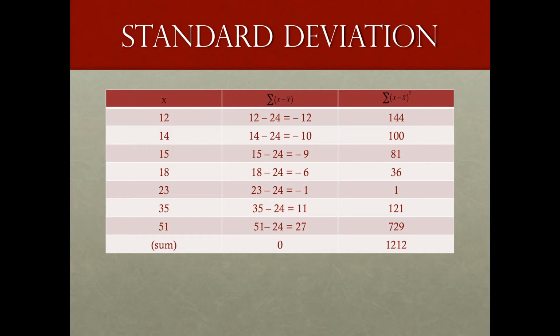Some of your more inquisitive students will probably want to prove that. Yeah, let them go for it. That's cool stuff. Nevertheless, in the final column, I square the deviations and sum them up. And in this case, I get 12.